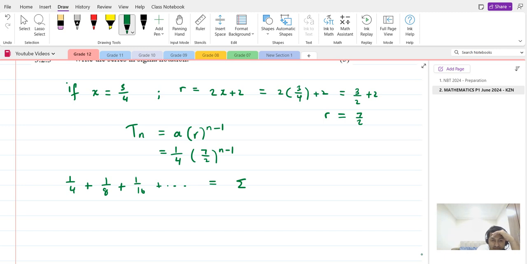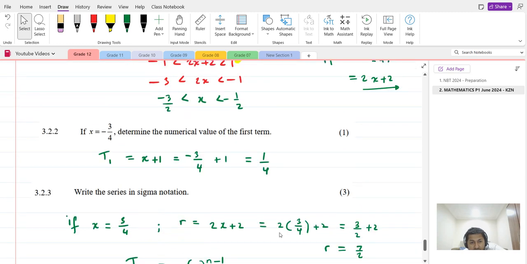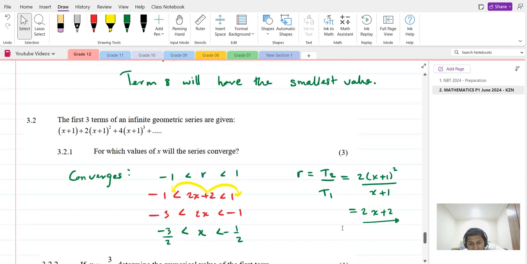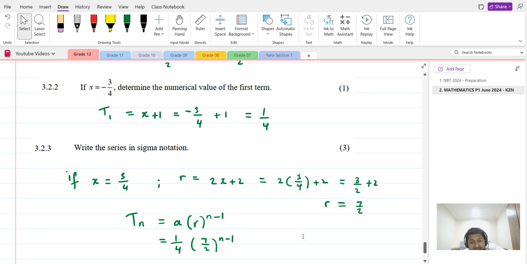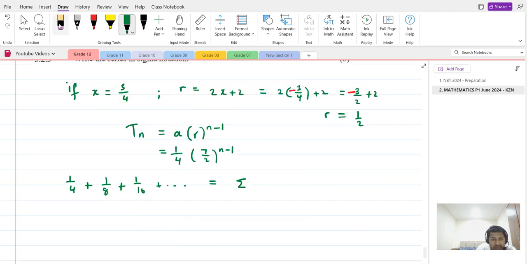The first term is a quarter, the second term is, what's the common ratio? Why did we get 7 over 2 as a common ratio here? Common ratio is 1 over 8 divided by 1 over 4. Common ratio was 2x plus 2. Oh, the value of x is negative 3/4. Okay, that's where we went off. So negative 3 over 2 plus 2, that's half. We got a common ratio of half as well. So that shouldn't be 7 over 2, that should be half.